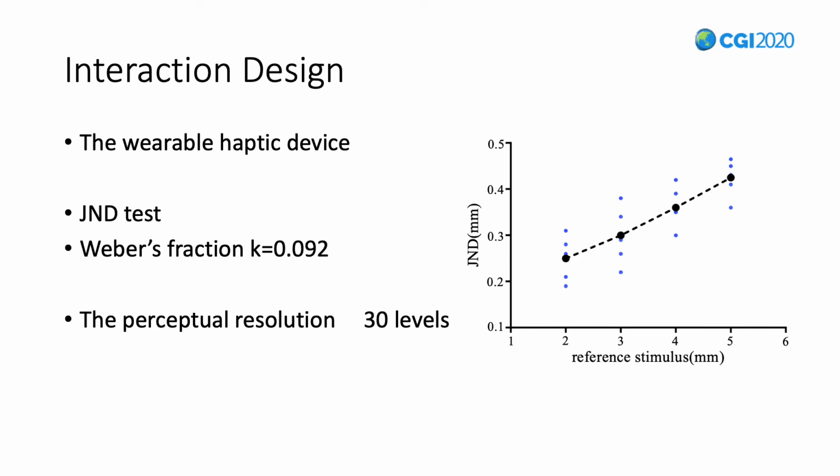To better understand the perceptual resolution of the introduced device, we ran a just noticeable difference test, a JND test. In this test, we employed 12 participants and used a simple up-down method to evaluate the differential threshold. The reported Weber's fraction is about 0.092. With this observation, the perceptual resolution is estimated to be around 30 levels. In a nutshell, a user is able to perceive 30 levels of forces with the proposed device.